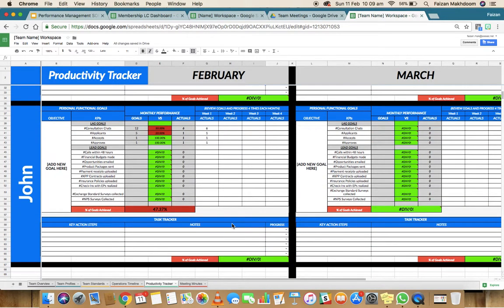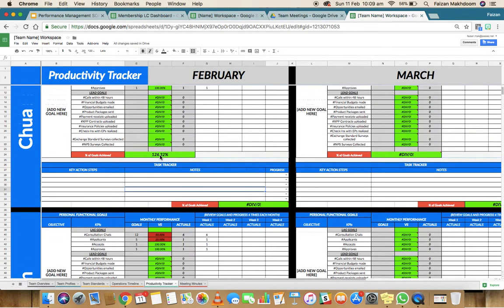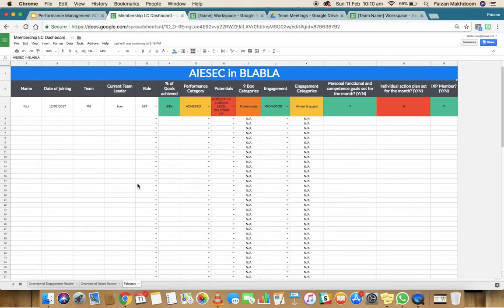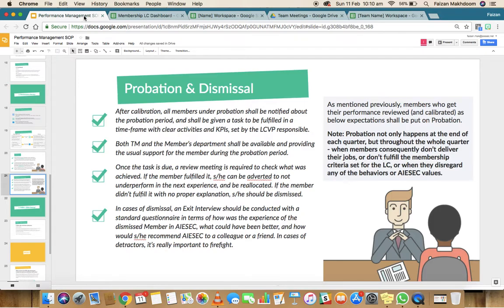So if this is a team of 2 people and only 1 person out of those 2 people is hitting 100% of their goals, that means that only 50% of the members within this team are hitting 100% of their goals. It is important to understand and calculate based on this and transfer it to the LC dashboard so that you have a clear understanding of the number of members within the LC who are hitting 100% of their goals. And based on that, you can further do your performance reviews.